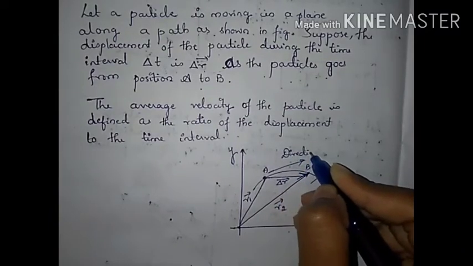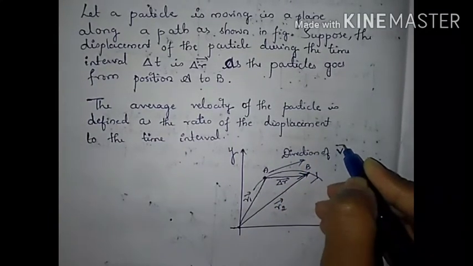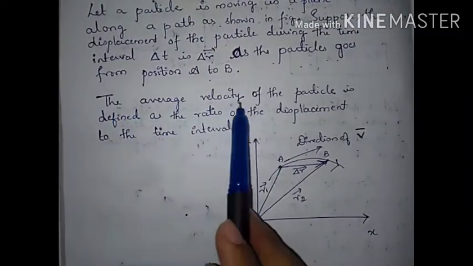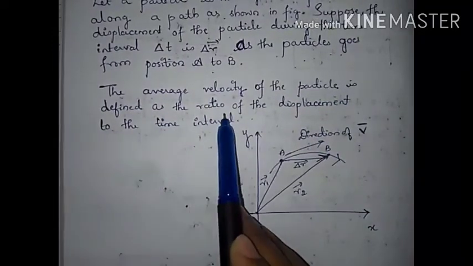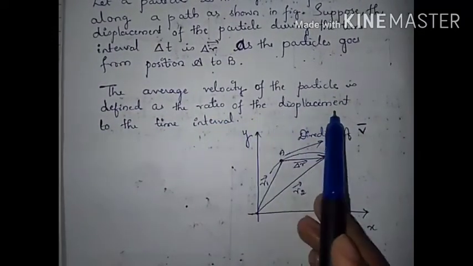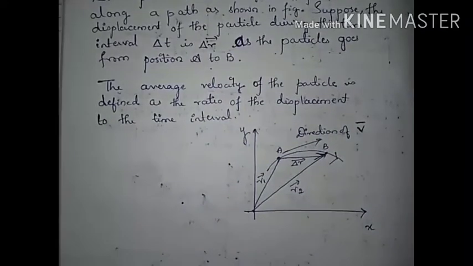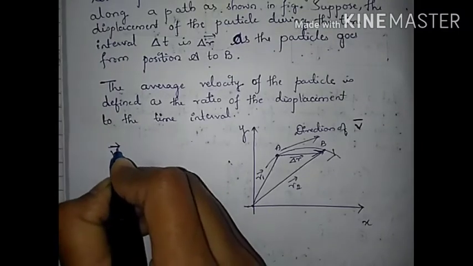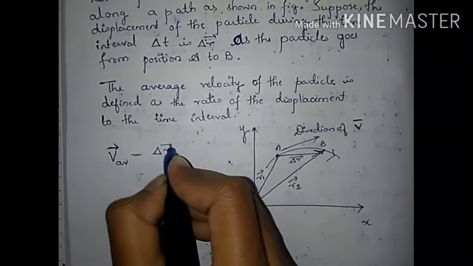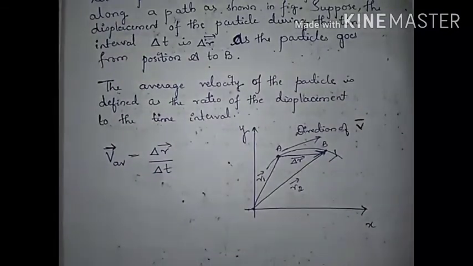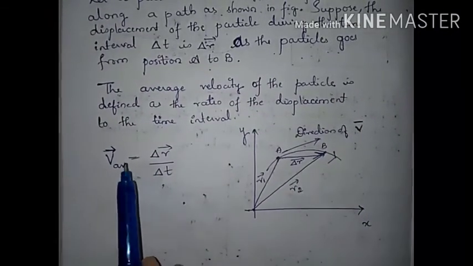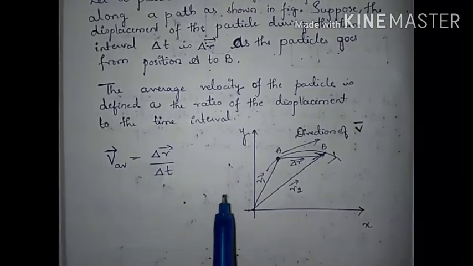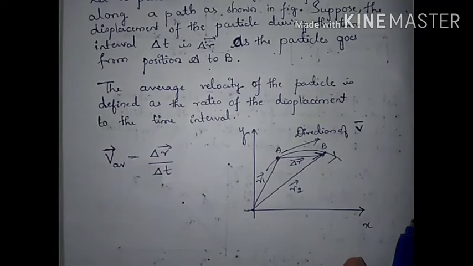Direction of average velocity. Now what is average velocity? The average velocity of the particle is defined as the ratio of the displacement to the time interval. So I can write V average is equal to delta r by delta t. Why am I writing an arrow mark on top of V? Because it is a vector quantity and displacement is again a vector quantity.